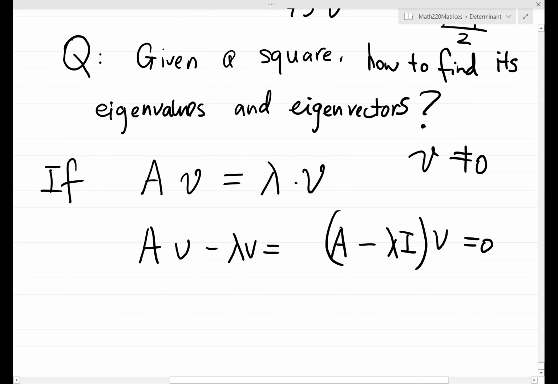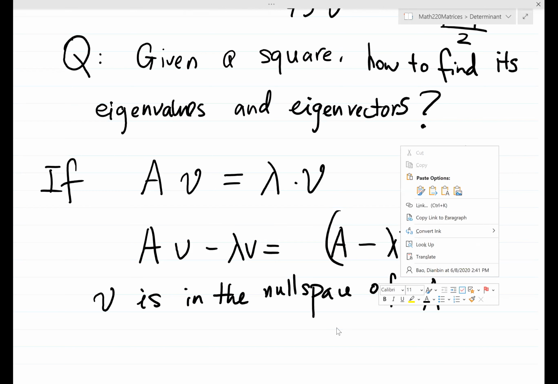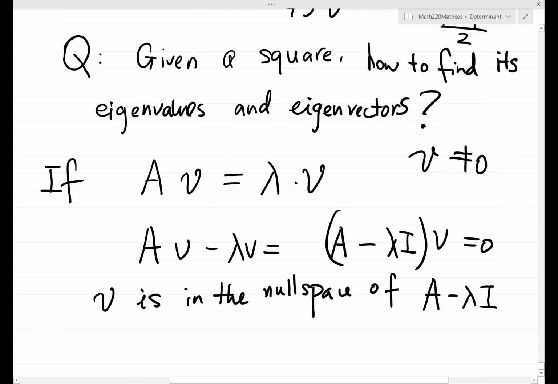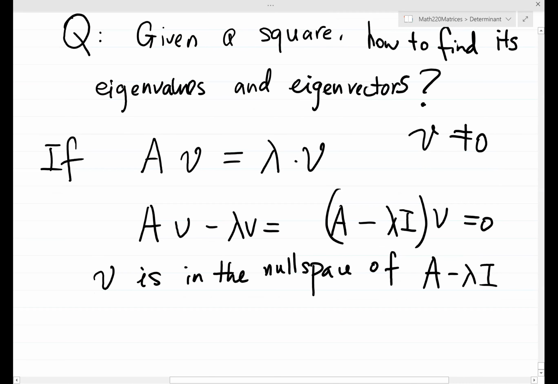Then you see V is a non-zero vector in the null space of the matrix A minus lambda I. This means the matrix A minus lambda I has some non-trivial null space. Then this means the matrix A minus lambda I is singular.